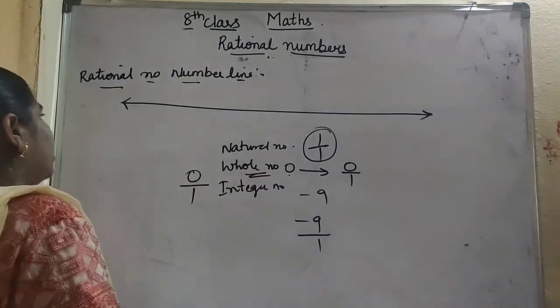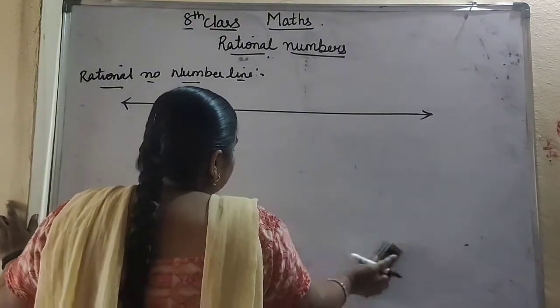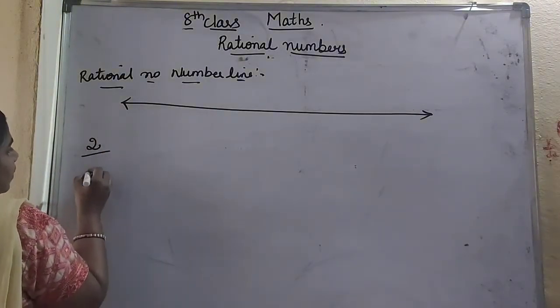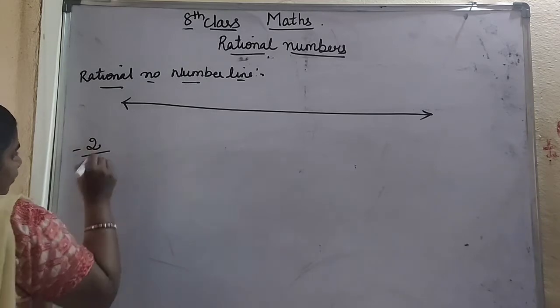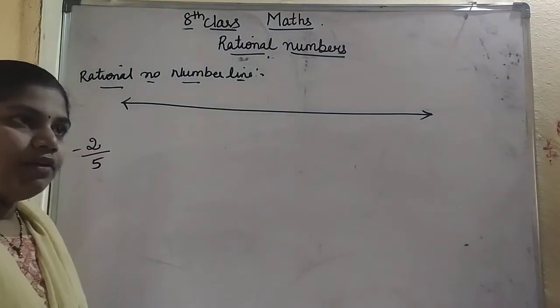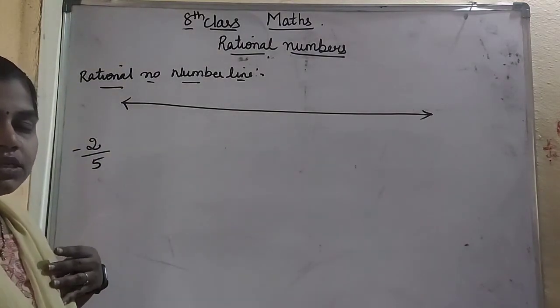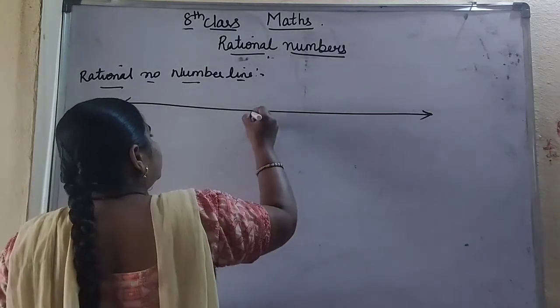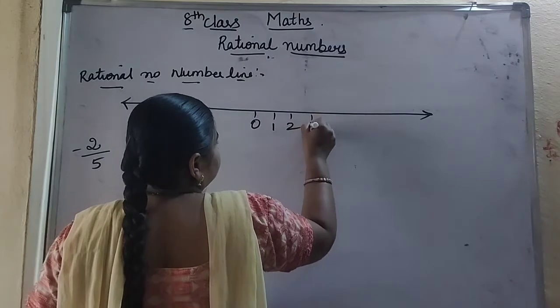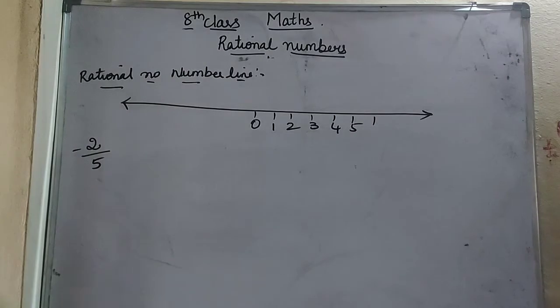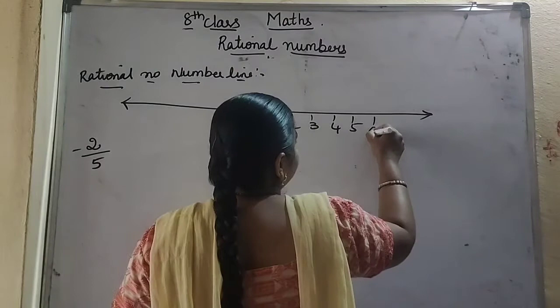So now we will see how to draw a number line for these rational numbers. Suppose I want to take minus 2 by 5. I want to represent this minus 2 by 5 on a number line. So already we know that in rational numbers, positive values are there, negative values are there, along with 0. So I am taking the integers number line here first.